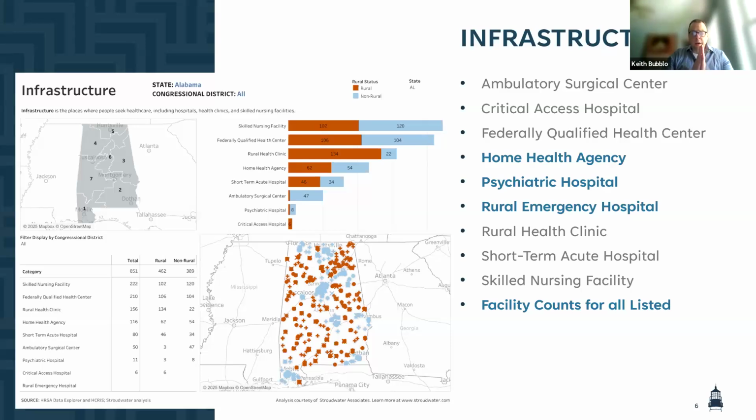So this shows where in your state are your ambulatory surgical centers, your critical access hospitals, your short-term acute care hospitals, FQHCs, SNFs, rural health clinics. And then we added some in the most recent release: home health agencies, psychiatric hospitals, and then rural emergency hospitals if you have any in your state. And then there's just a facility count for all that are listed, so you can see how many of those different categories are within your state.